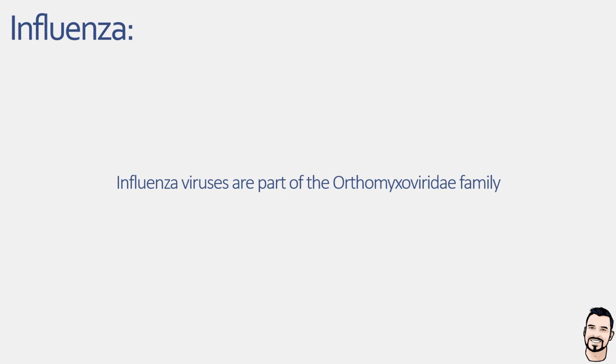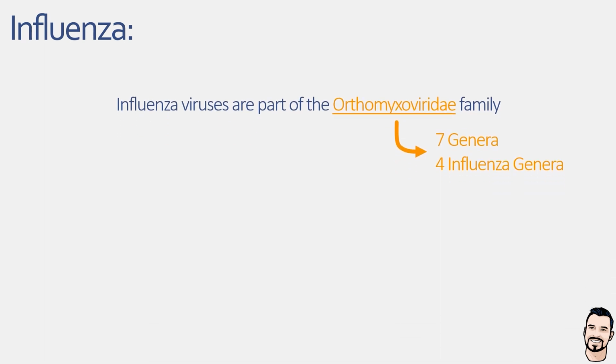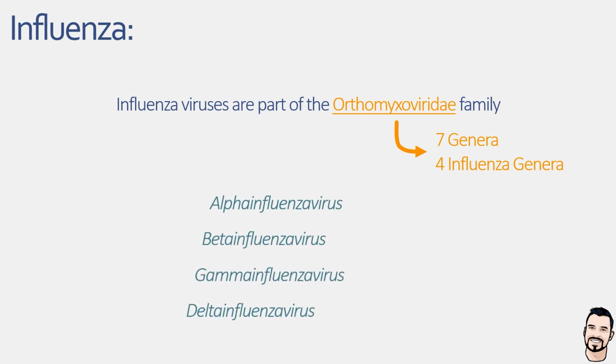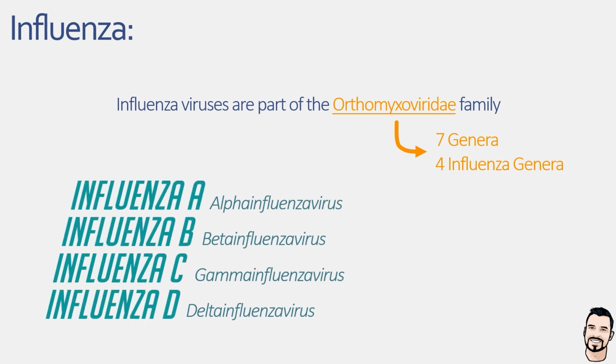You see, there are many different types of influenza virus out there, all of which form part of the Orthomyxoviridae family, and within this family there are 7 different genera, of which 4 are related to the influenza virus. Now, the 4 influenza genera are named the alpha, beta, gamma and delta influenza viruses, which for those of you that are good with the Greek alphabet will notice they are essentially referred to as the influenza A, B, C and D viruses.